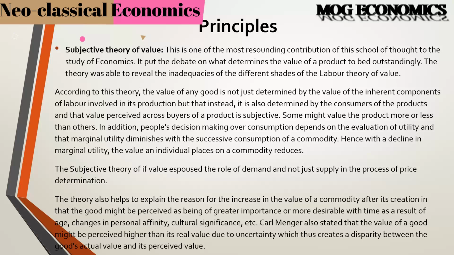Now, the theory was able to reveal the inadequacies of the different shades of the labor theory of value, because of the way the physiocrats saw it, the way the classical school saw it, the Marxian school of Karl Marx. They had different shades, so they were improving upon it a little bit. But then this subjective theory of value just threw the labor theory of value out the window, totally.